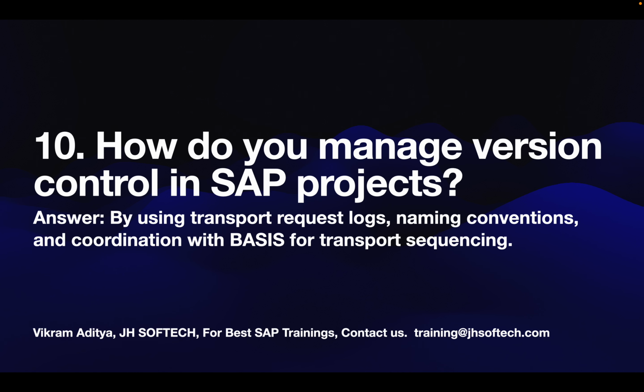Now, how do you manage version control in SAP projects? By using transport request logs, naming conventions, and coordination with Basis for transport sequences, we maintain the version management. Version control is something where anytime we do the development or configuration, we move it to quality and then production. The more times we move the same program or the same configuration from development to quality to production, those get created as versions, and those are the versions that we are talking about here, and we manage that in the transport request logs.